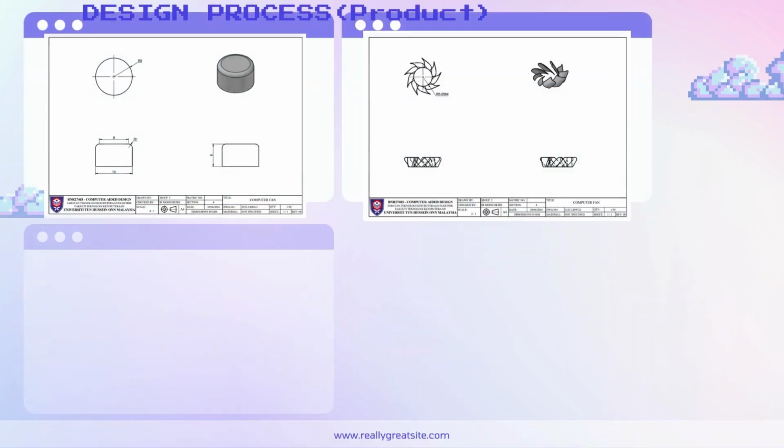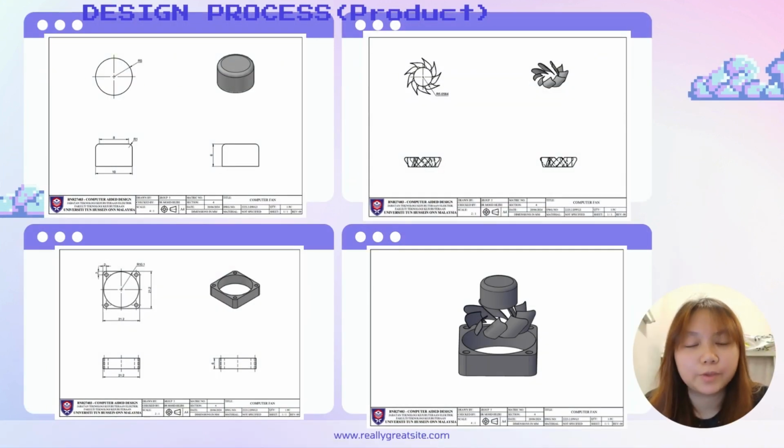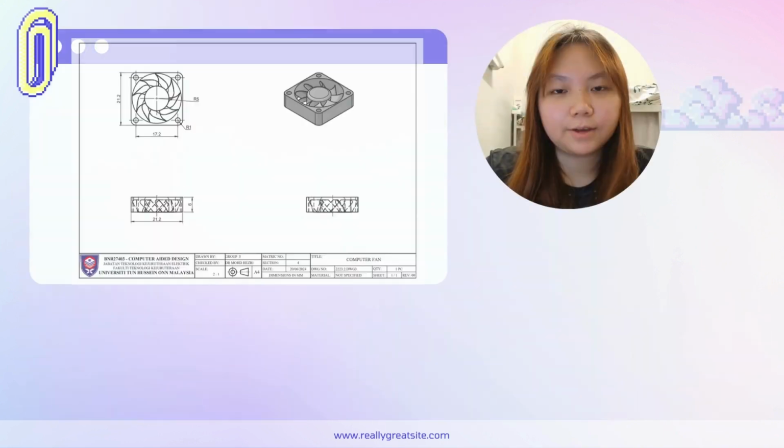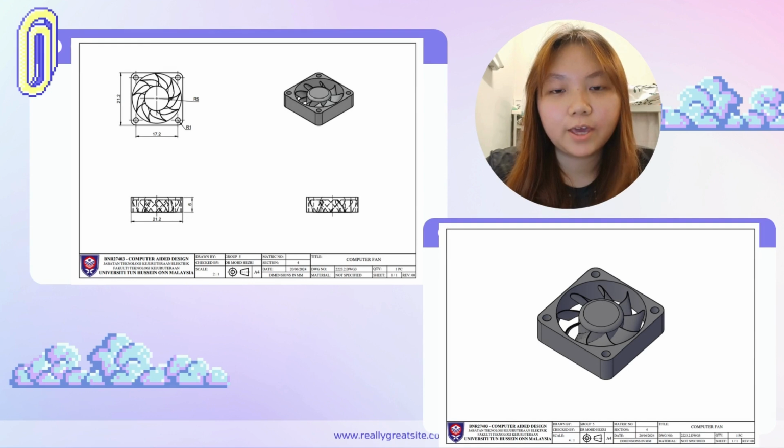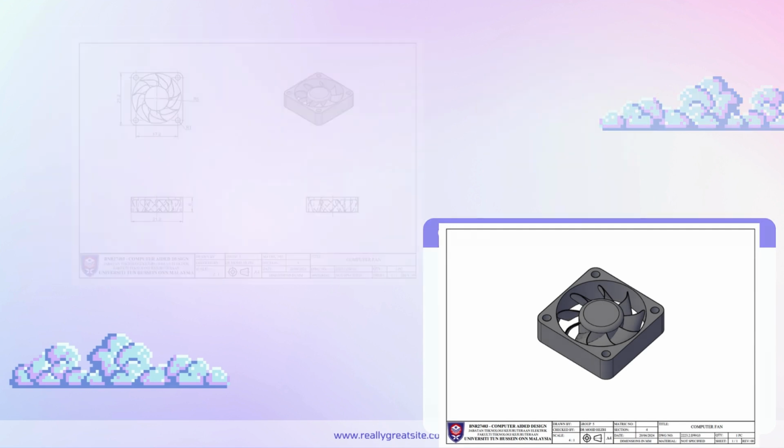For the design process of the product, which is a computer fan, first of all we have to draw the shaft cover. Next we draw the blades, and lastly we draw the fan frame of the computer fan. Then we assemble all the parts of the drawing into one 3D model. Make sure that the dimensions are in correct format and make sure the values are correct. This is our final product of our project, and we can also see different viewpoints of the drawing.